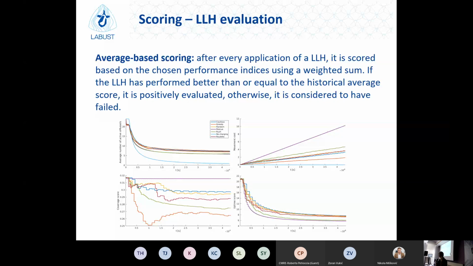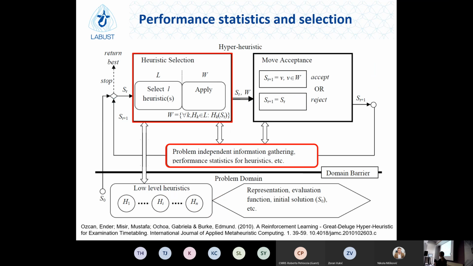The scoring here is based on a simple historical average. So after every application of a heuristic, while this mission is happening, it gets scored on these performance indices which I just mentioned. And compared to the historical average, if the heuristic has performed better, it will be scored well. If it has performed worse, it will be considered to have failed.